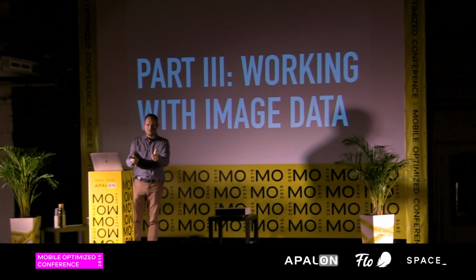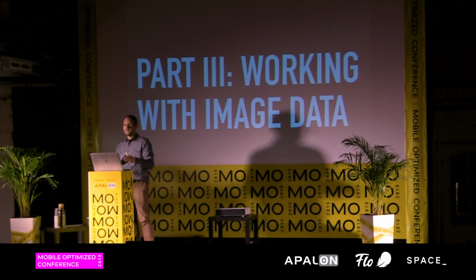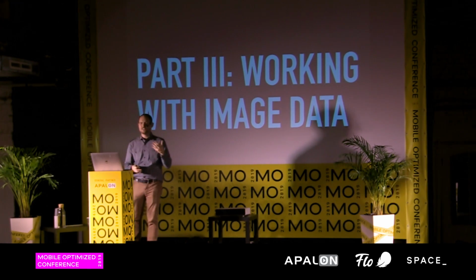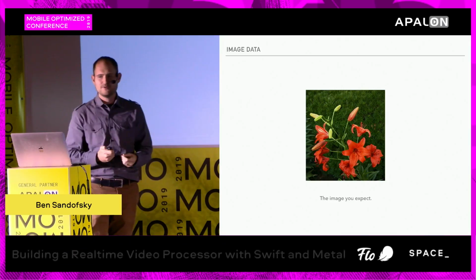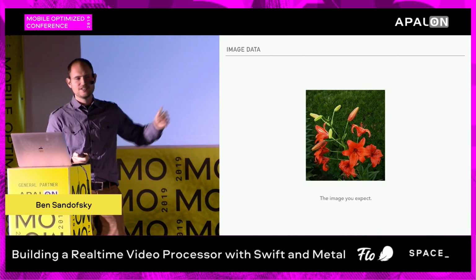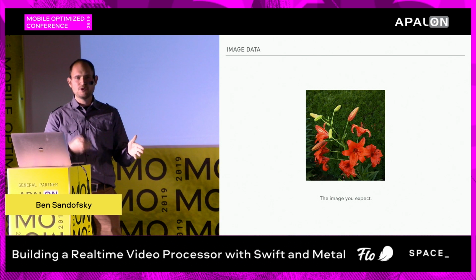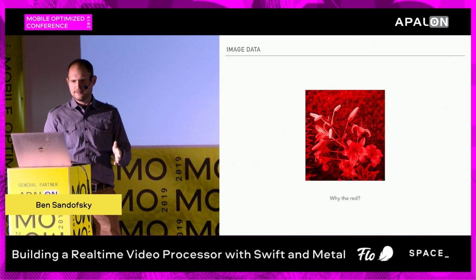So now we get to the fun part. We've got an efficient rendering system, and it's now time to actually display the content on screen. So here we have this photo that we have of these flowers, and we wrote the shader, we pull out the color value for RGB, and we get red. Okay, that's weird.